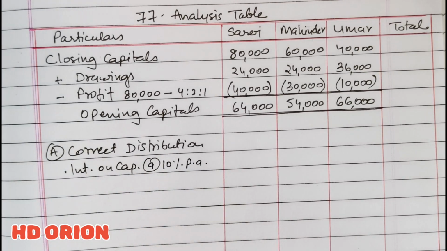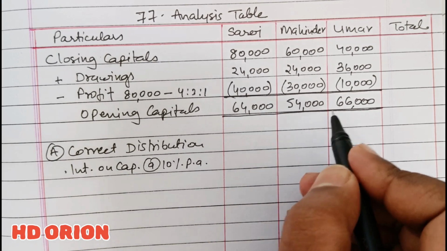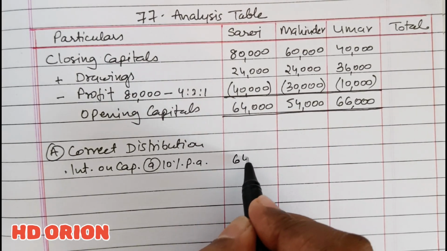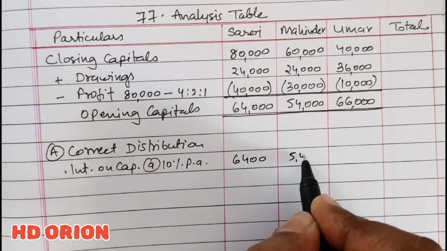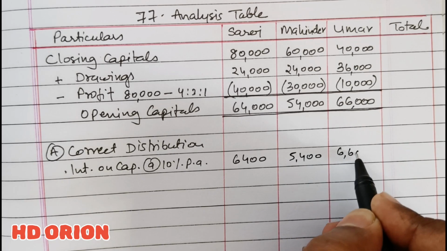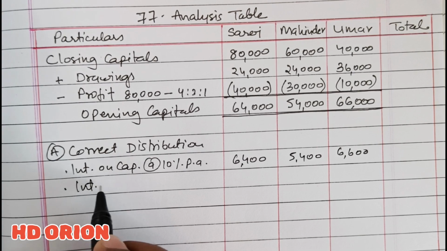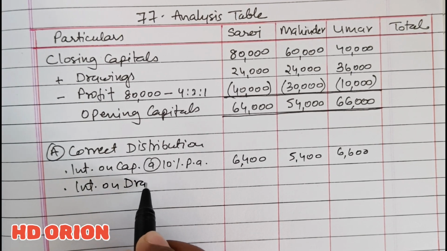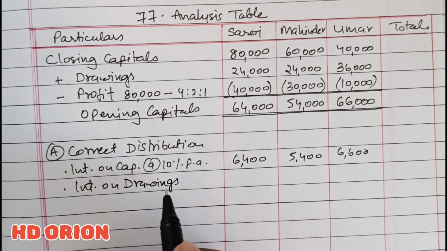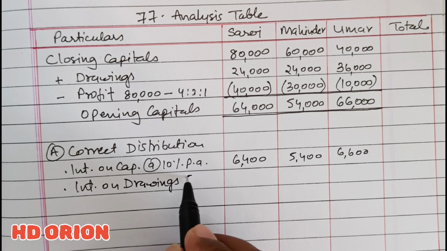Now as given in the question, you see point C. So 10% means delete the last digit and you get 10%. 6,400, 5,400 and 6,600 are interest on capital. And interest on drawings. Interest on drawings are 5% per annum.